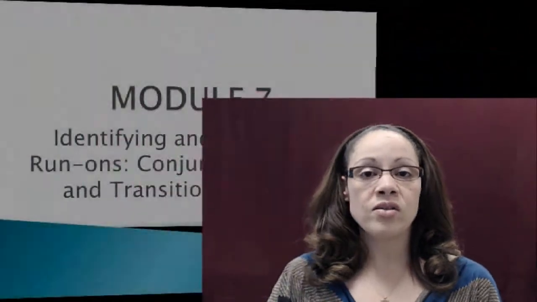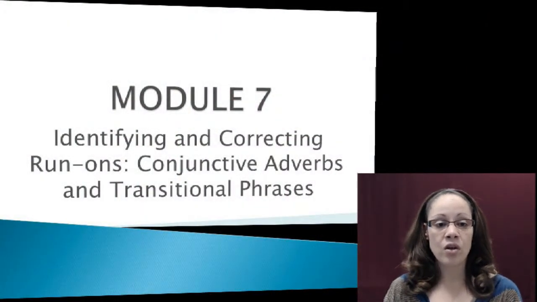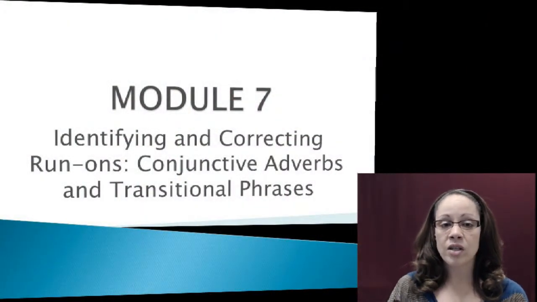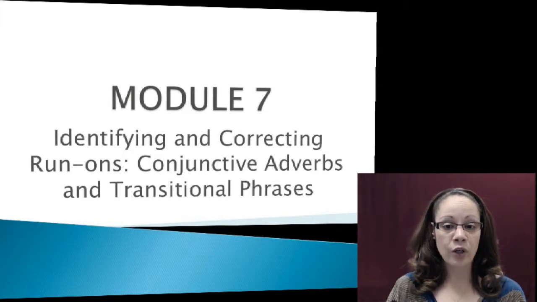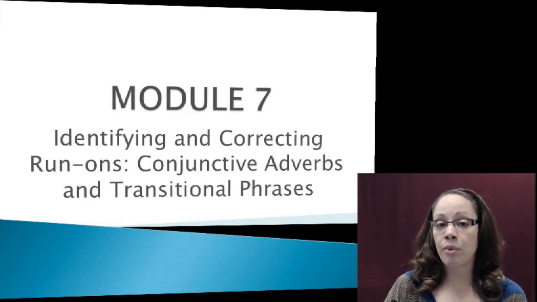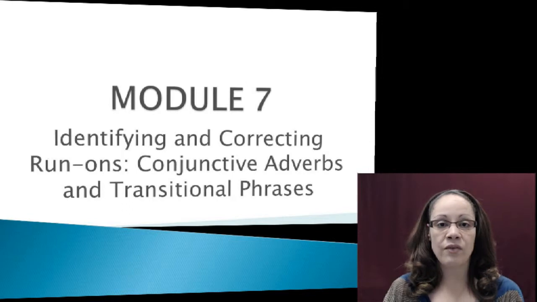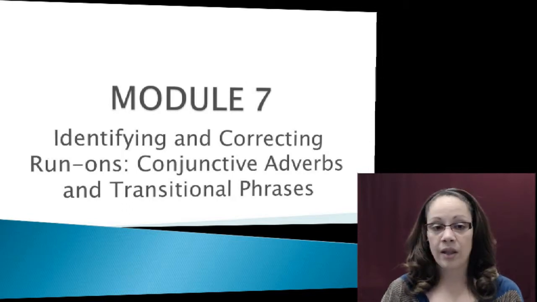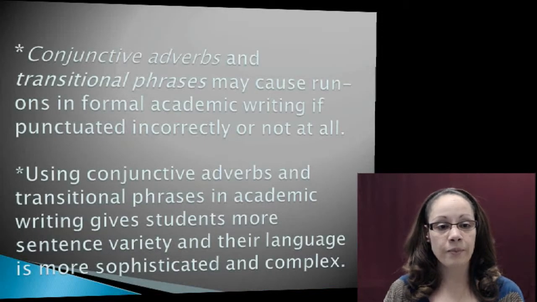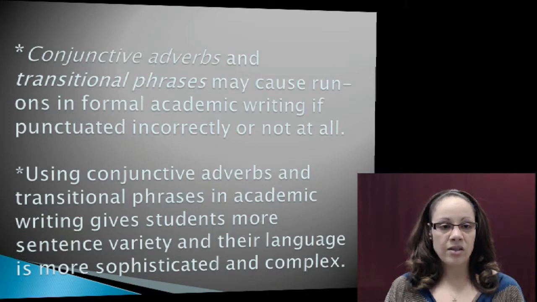The first two parts of Module 7 focused on identifying the two different types of run-ons as well as correcting those types of run-ons. So again, I want to focus in this part of Module 7 on identifying and correcting run-ons with a focus on conjunctive adverbs and transitional phrases being punctuated correctly so we don't have those run-on issues. So let's take a look at this next slide.